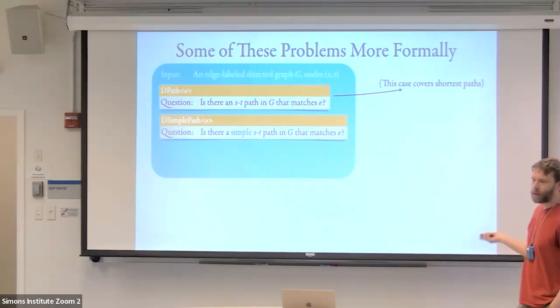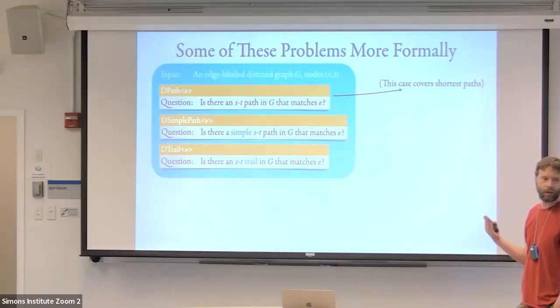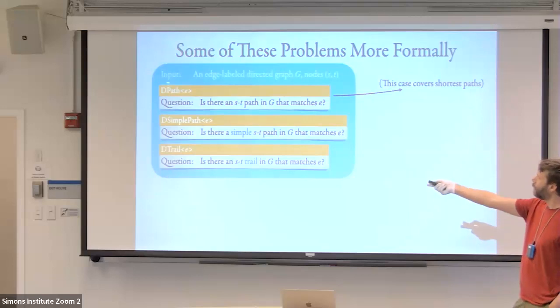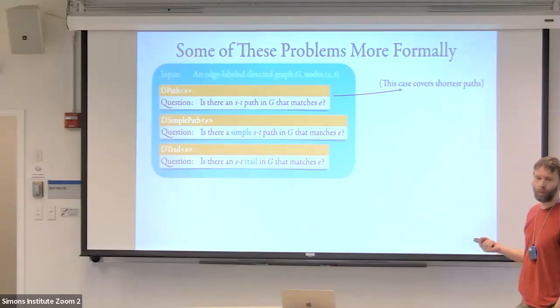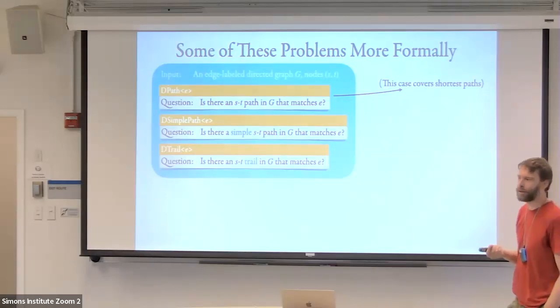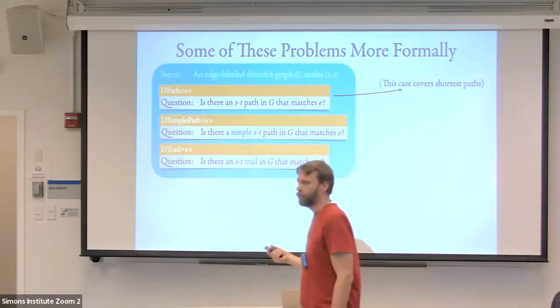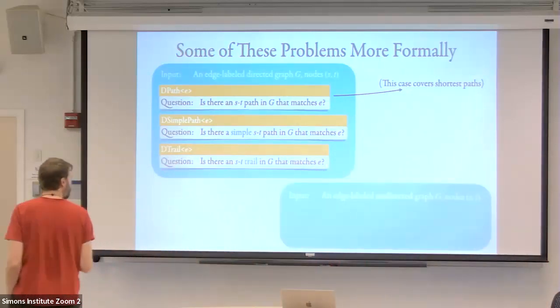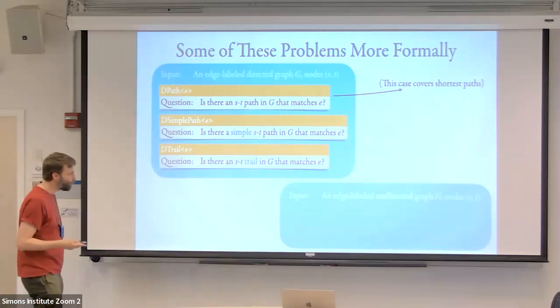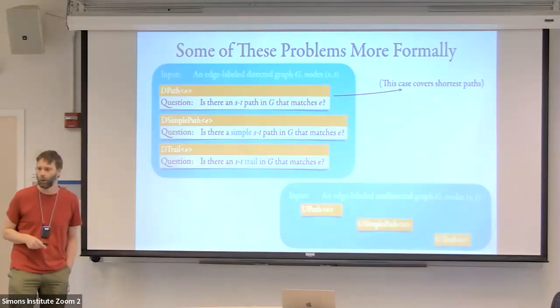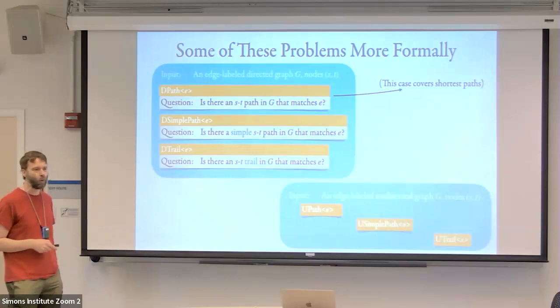Okay, and then you can ask the same question for simple paths and for trails. And now you can try to understand for which expressions E you can solve these problems efficiently, and for which expressions E this problem is, let's say, NP-complete. And then you can look at the same problems in the undirected world. Okay, so this is a whole bunch of problems.